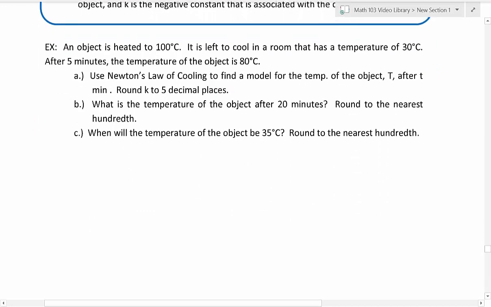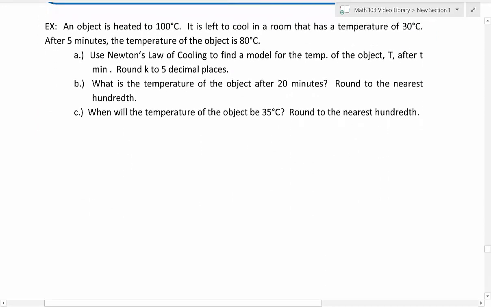So we have an object that's been heated to 100 degrees Celsius. It is left to cool in a room that has a temperature of 30 degrees Celsius. After 5 minutes, the temperature of the object is 80 degrees Celsius. The first thing we want to do is use Newton's law of cooling to find a model for the temperature of the object T after t minutes. We'll round our k value to 5 decimal places.